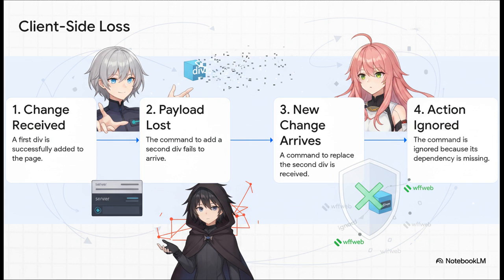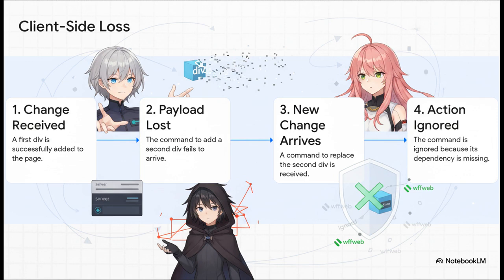Then the connection comes back, and the client gets a third command which says, replace that second div you just got. Now, what's supposed to happen here? A normal app would probably just crash or throw an error, but wffweb is smarter. It's been keeping track. It knows that the second div never showed up, so it immediately realizes that command number 3 is now invalid. And what does it do? It just ignores it. It prevents the UI from entering a corrupted state.